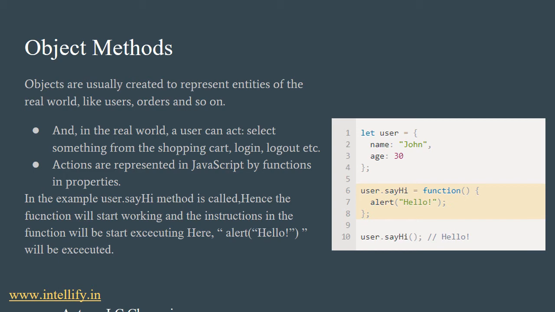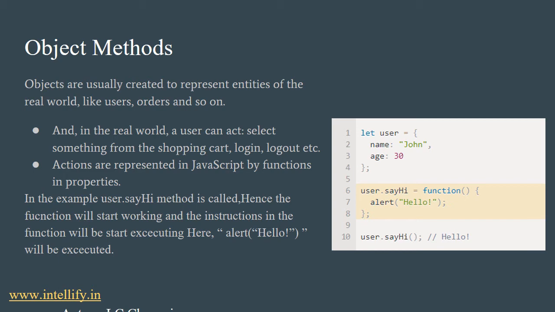Unlike array prototype methods like sort and reverse that are used on the array instance, object methods are used directly on the Object constructor and use the object instance as a parameter. This is known as a static method. Objects are usually created to represent entities of the real world like users, orders, and so on. And in the real world, a user can act like selecting something from a shopping cart, login, logout, etc.